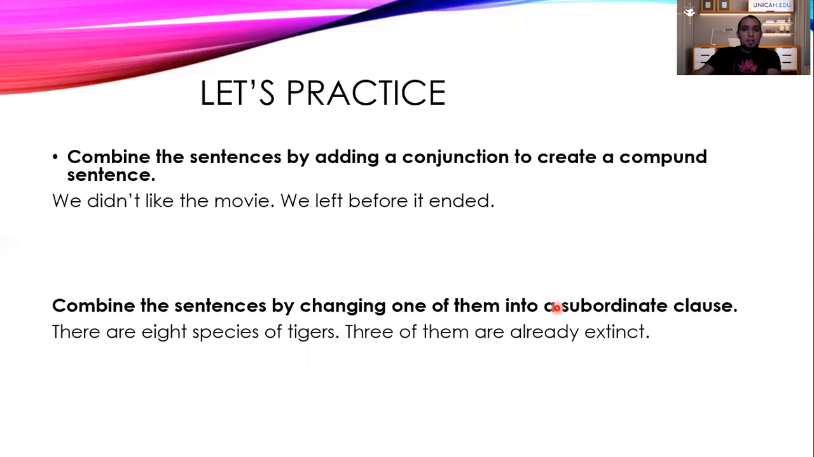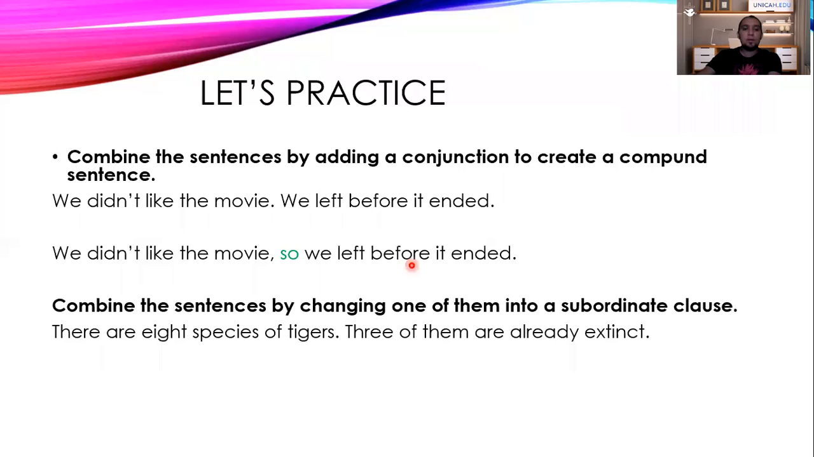Now we have this practice. So maybe in the class you would have participated, but maybe you are thinking that on the first sentence, combined by adding a conjunction to create a compound sentence, we didn't like the movie, we left before it ended, you would have used the following conjunction. For example, we didn't like the movie, so we left before it ended. Or to combine the sentences by changing one of them into a subordinate clause.